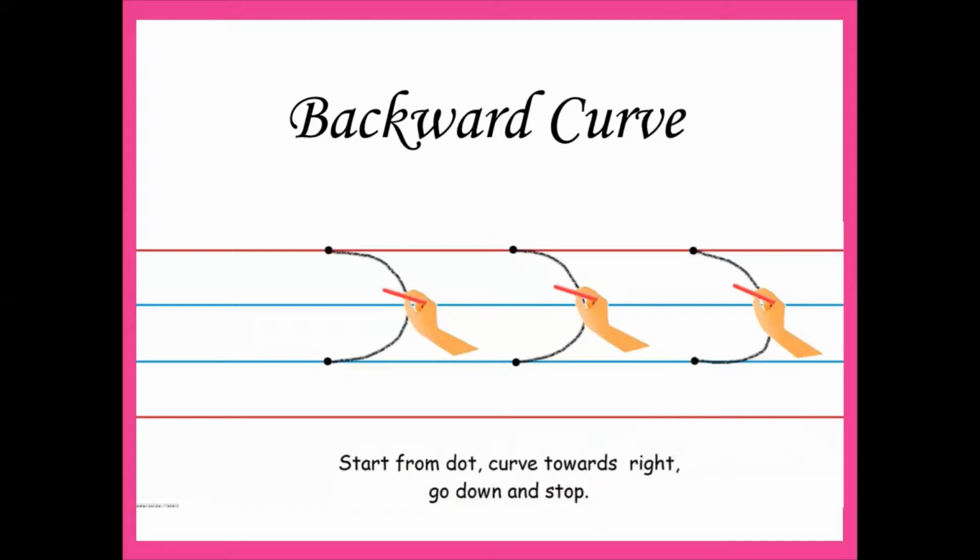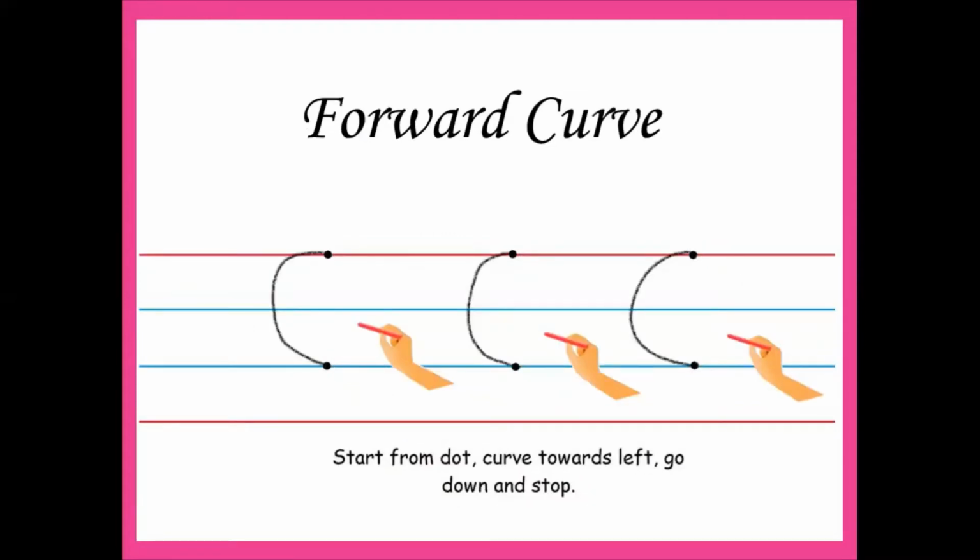Okay, we'll start from the dot. Curve towards right, go down and stop. In the same way, start from the dot, curve towards right, go down and stop. This is backward curve.